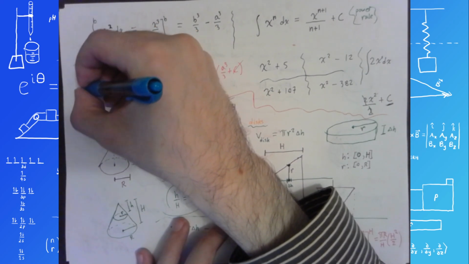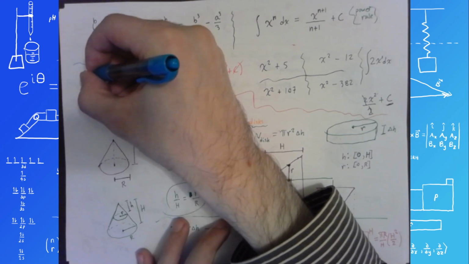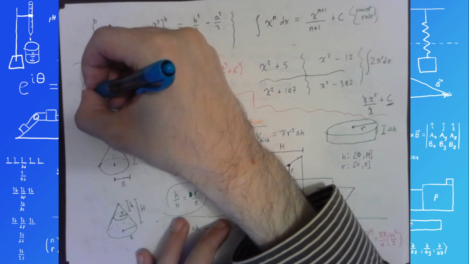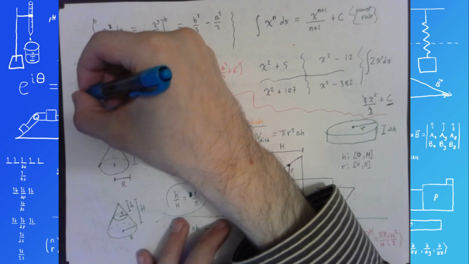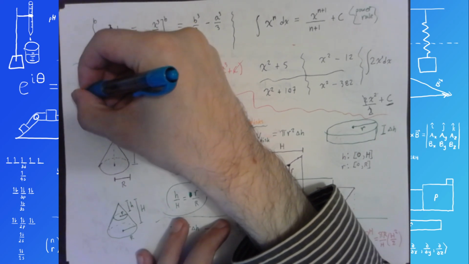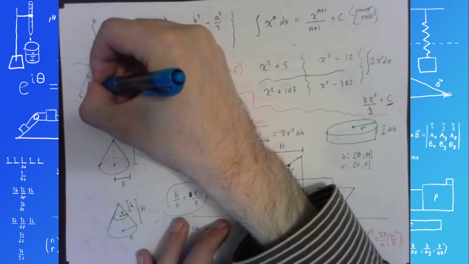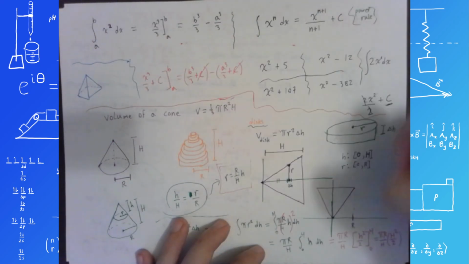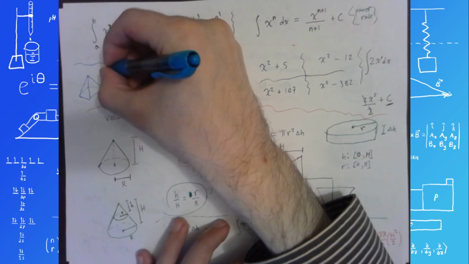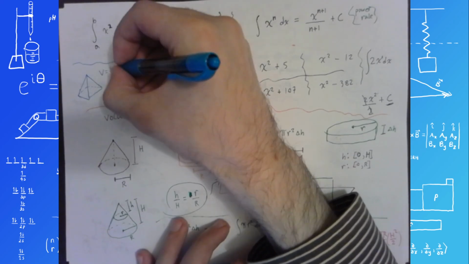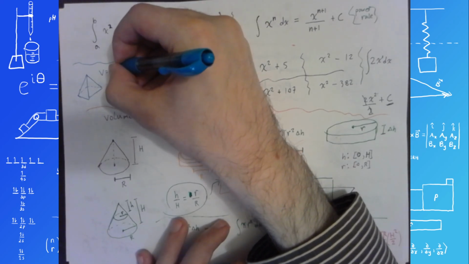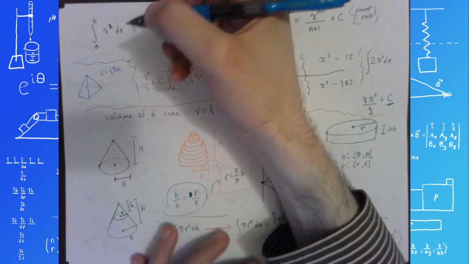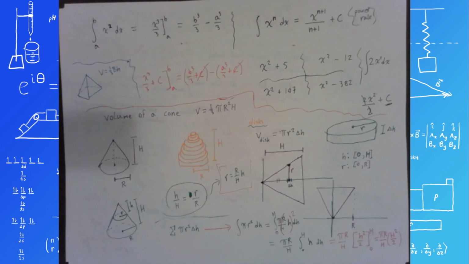So yeah, a challenge for you: challenge yourself, and see if you can prove to yourself using integration that the volume of a pyramid is 1/3 of the base times the height. 1/3 the area of the base times the height. It should be quite similar to what I did with the cone.